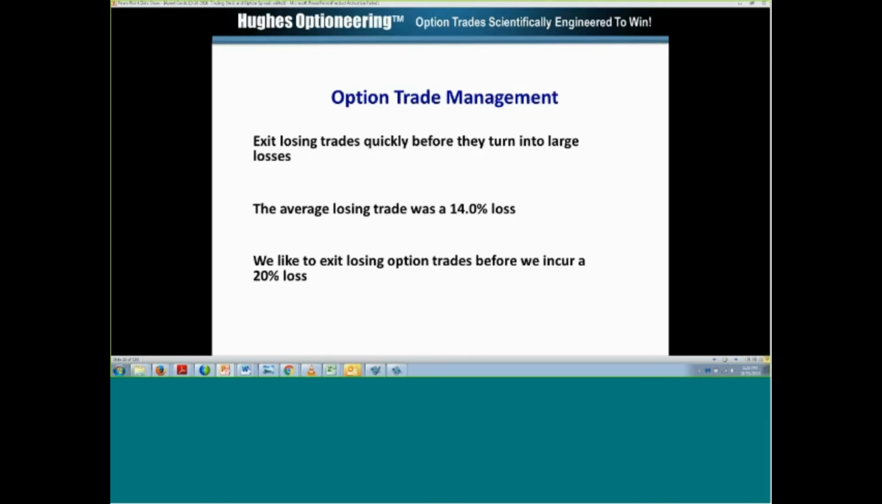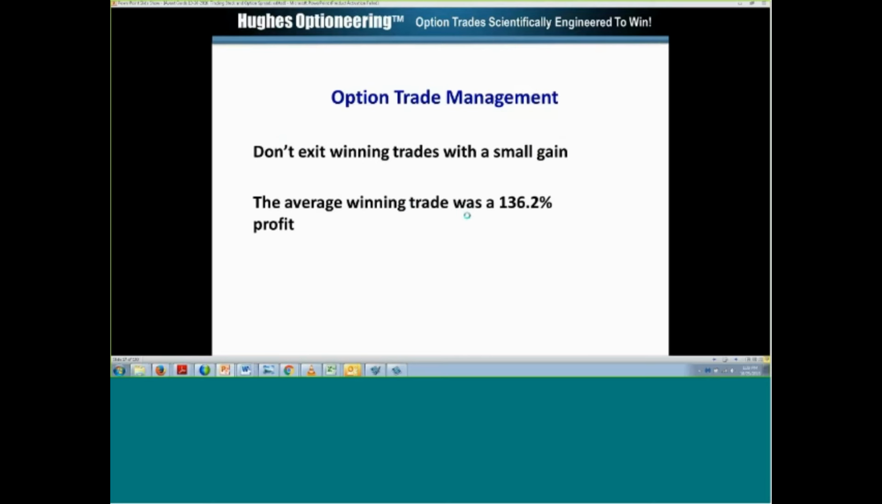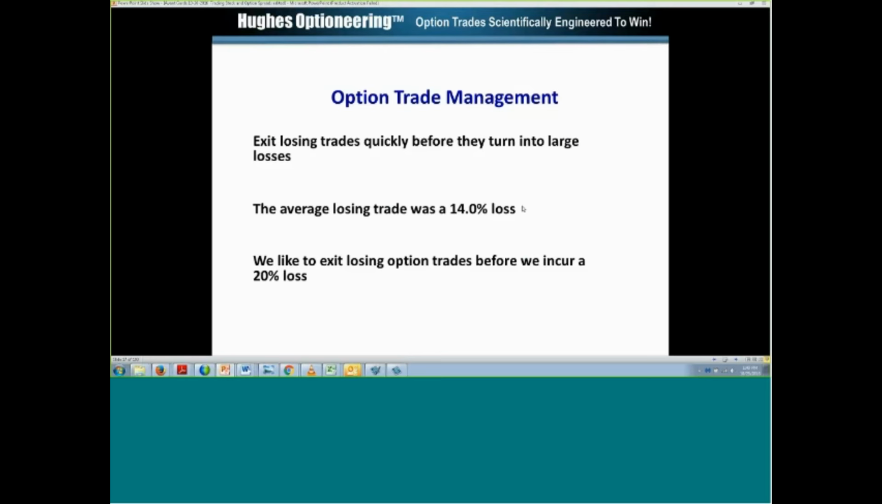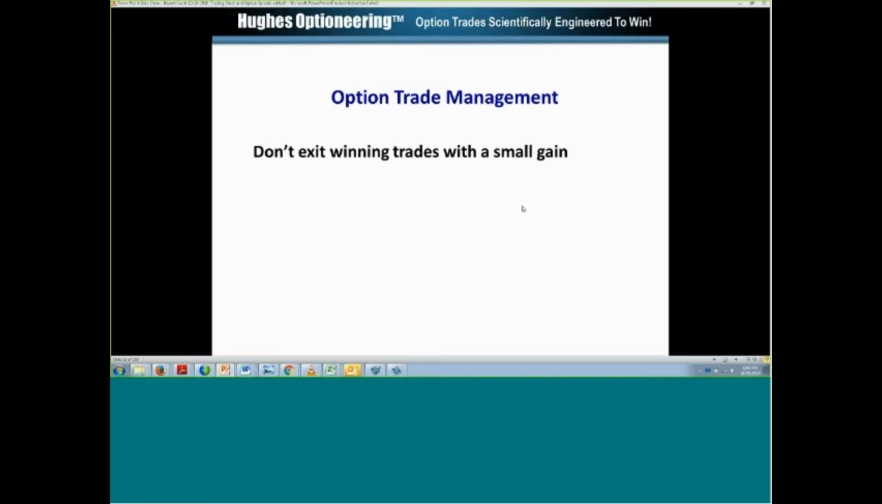So in this example, we had an average loss of 14% on our option trades, but our average winning trade was 136%. So we don't exit when we have a small gain in an option. We'll hold on to it. And on the other hand, if we have a losing trade, we'll exit that quickly before it develops into a large loss. So in this case, our average loss was 14%.